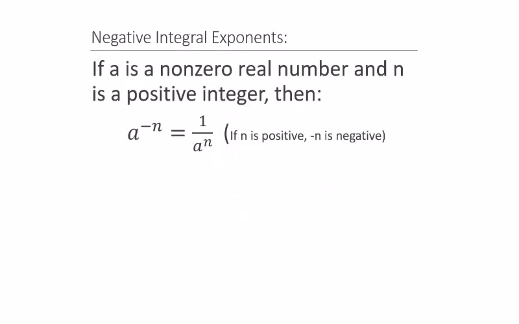So here's the rule. If a is a non-zero real number, okay, so that's important. In other words, we can't have 0 as a base. Otherwise, we'd be dividing by 0. And excuse me, n is a positive integer, then a to the negative n is 1 over a to the n, right? So if we have a negative exponent, then basically what we do is, like hot potato, drop it like it's hot, right? So that's what we're going to do when we have a negative exponent, is drop it. All right.